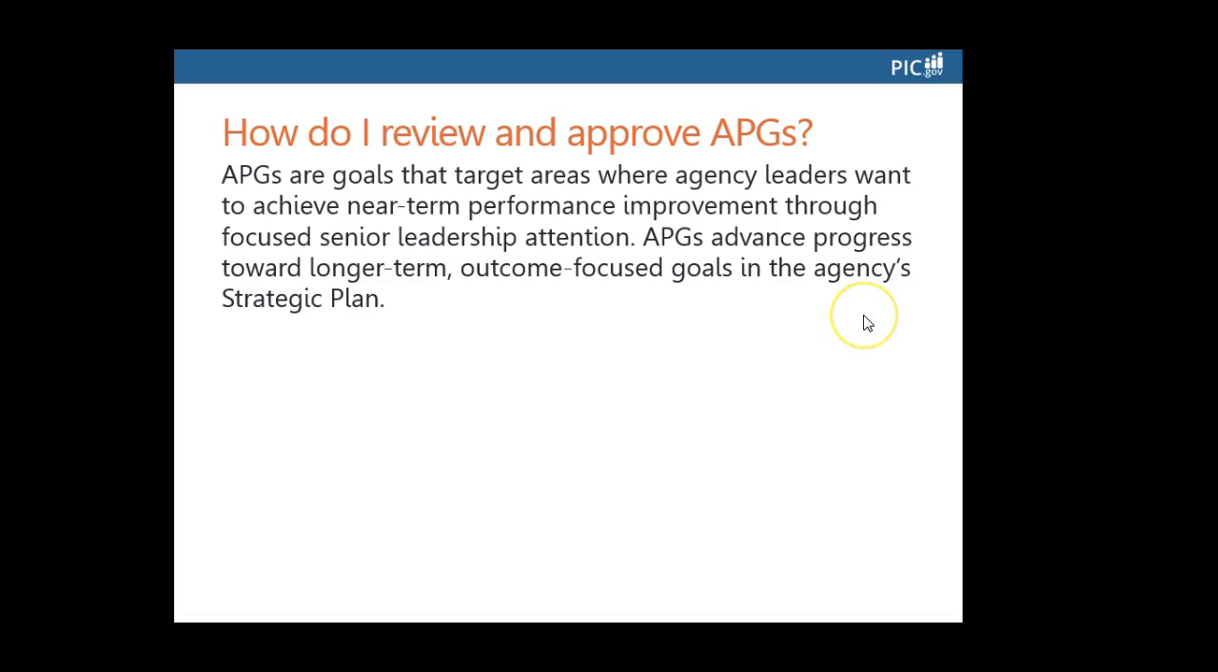Agency Priority Goals, or APGs, are goals that target areas where agency leaders want to achieve near-term performance improvement through focused senior leadership attention. APGs advance progress toward longer-term, outcome-focused goals in the agency's strategic plan, and given their near-term focus on results or achievements that leadership wants to accomplish within approximately 24 months, APGs rely predominantly on agency implementation, as opposed to budget or legislative accomplishments. APGs require progress updates on a quarterly basis with OMB and RMO review prior to publication.